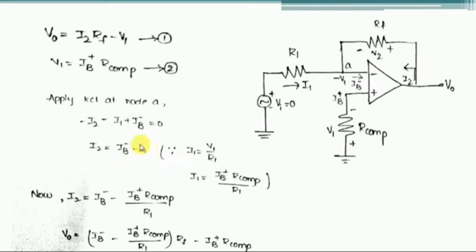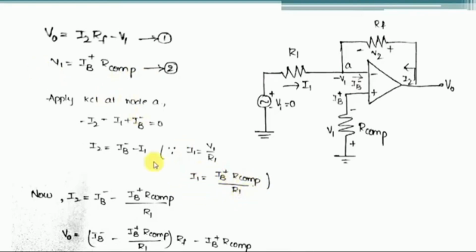Now what is the value of I1? Here I1 is nothing but the current flowing through the resistor R1. If you simply write the current equation, it is VI minus V1 by R1. Here VI is 0, so finally we can write I1 as V1 by R1, and we know the value of V1. It is IB plus into R compensation. So finally I1 is IB plus into R compensation by R1.